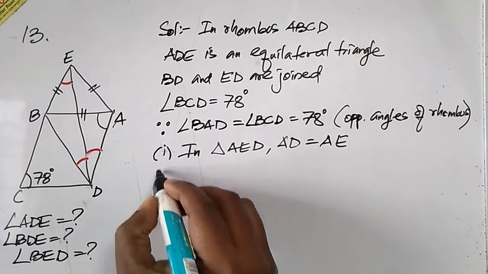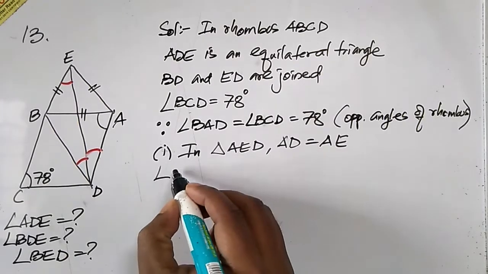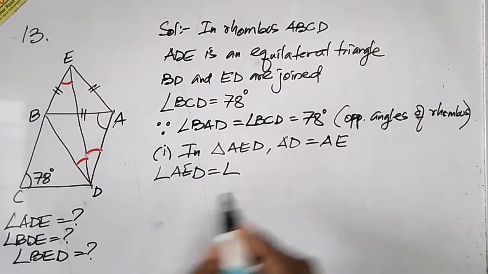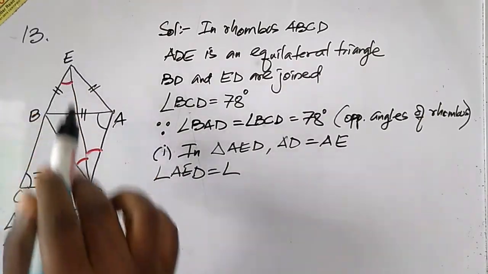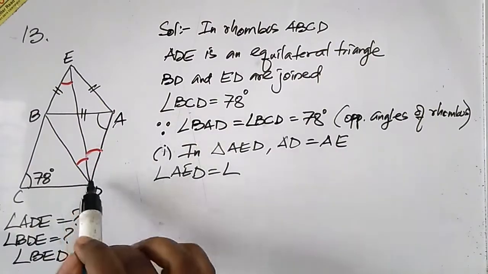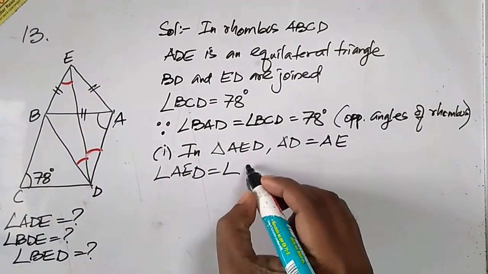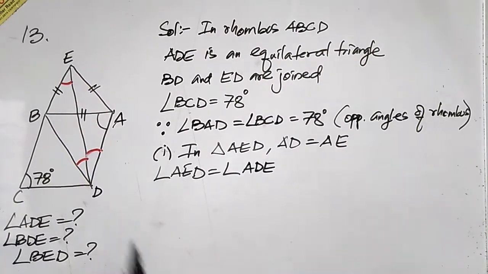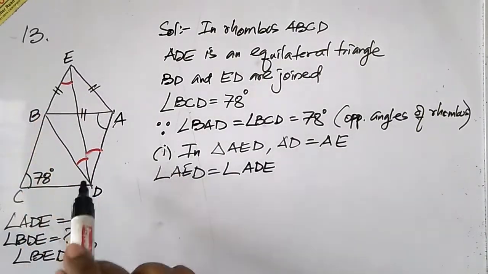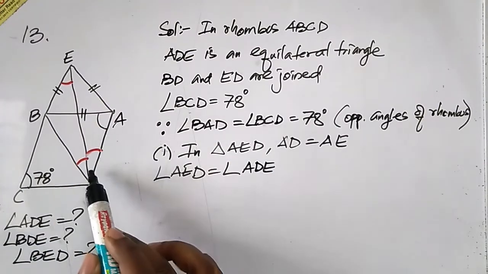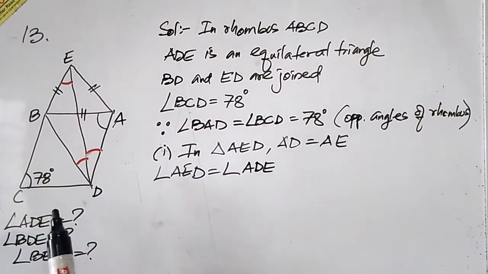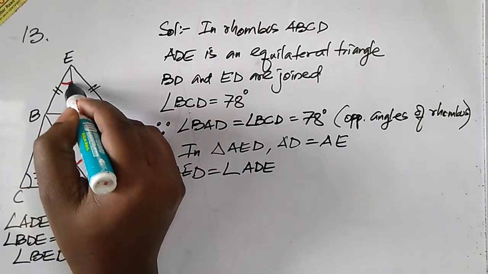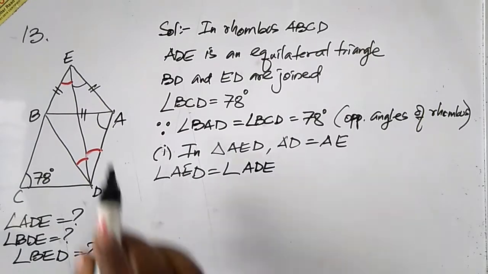Alright, let us continue solving it. Now angle AED. Where is angle AED? Angle AED is equal to angle ADE. Look at this very carefully. We're talking about angle AED, this angle, right? Where AD is equal to AE. And just now we wrote that angle AED, that means this angle is equal to angle ADE.